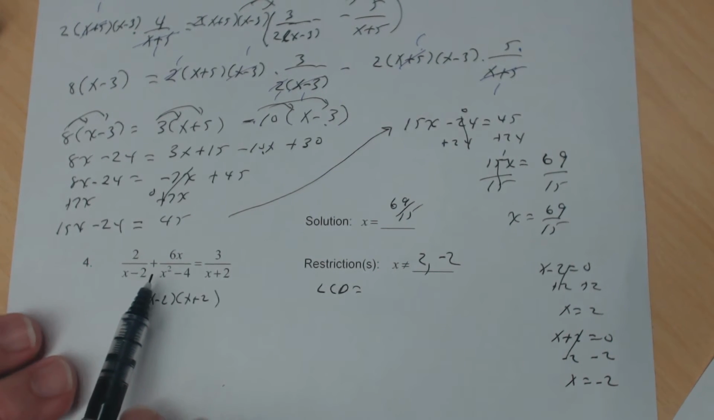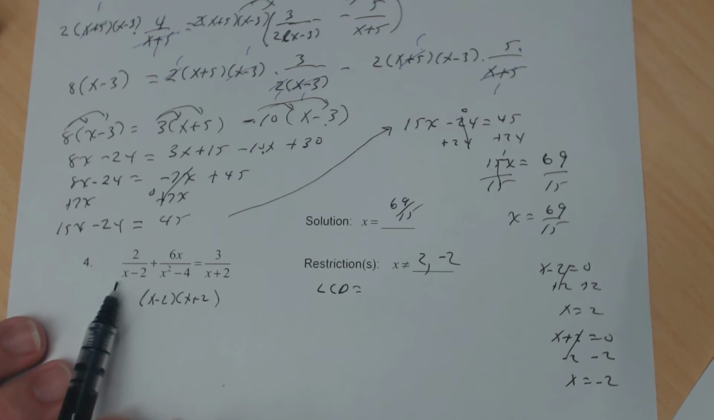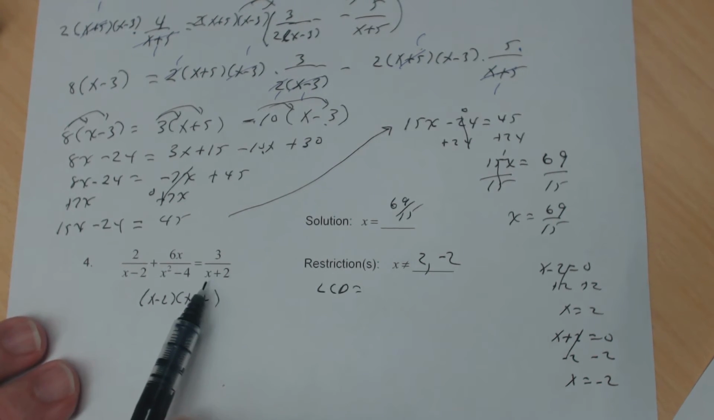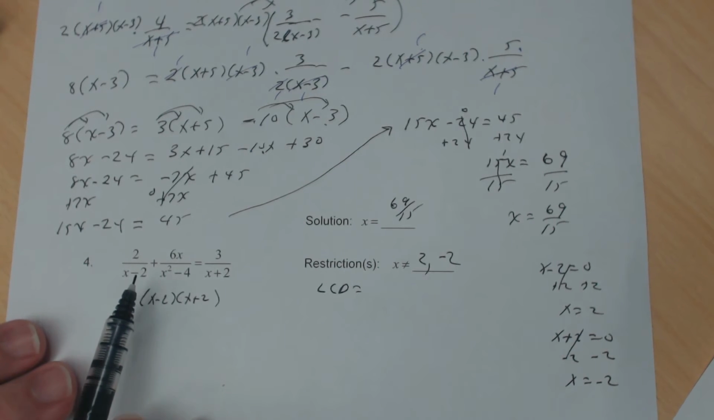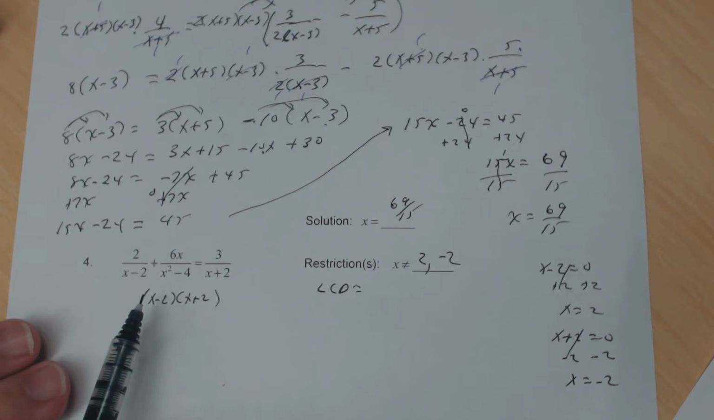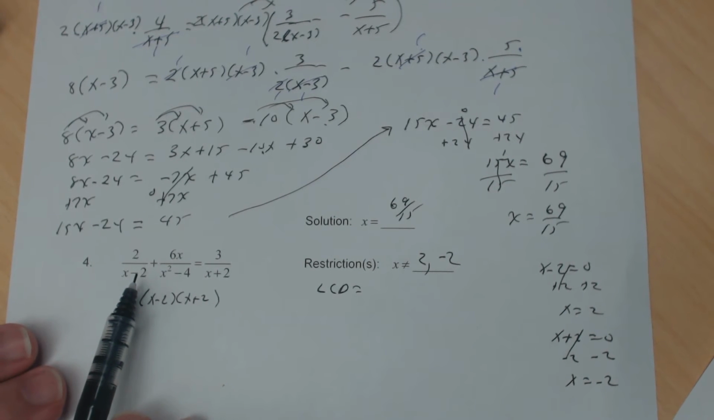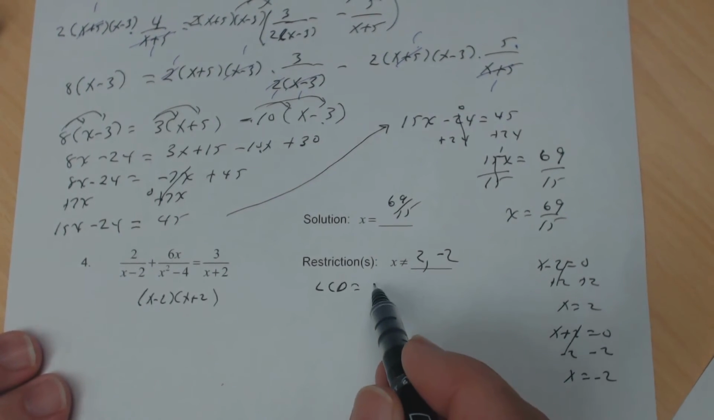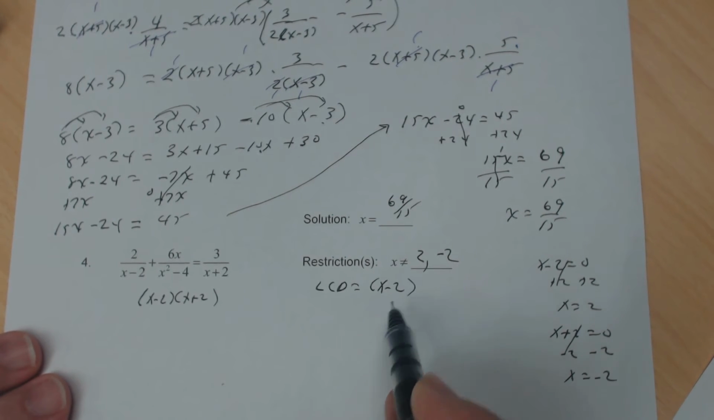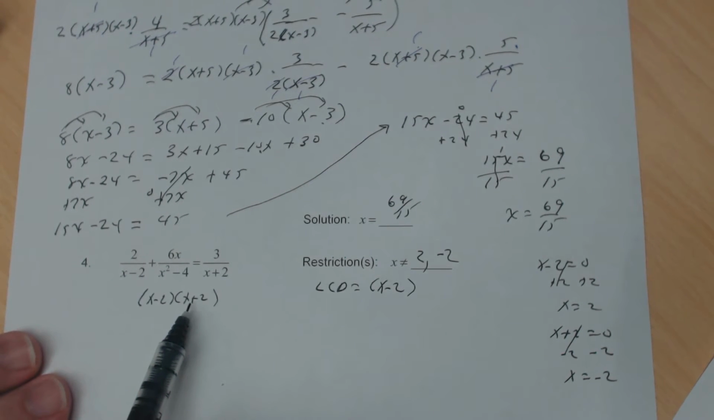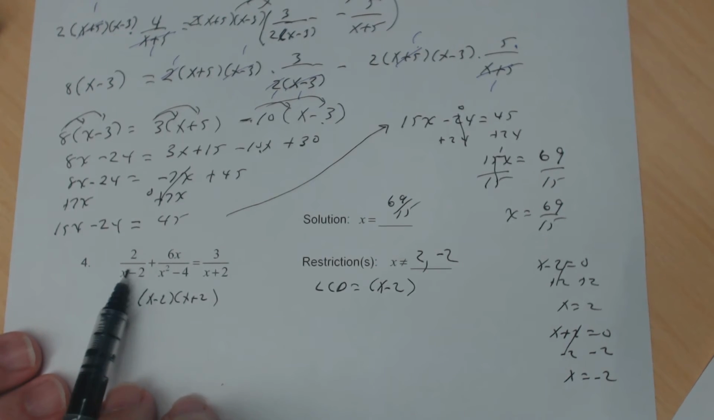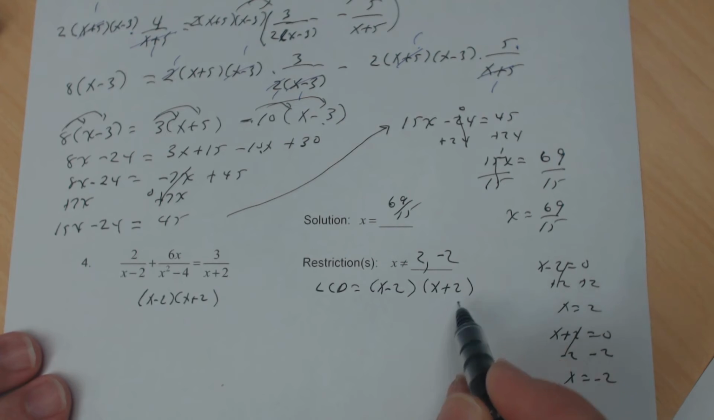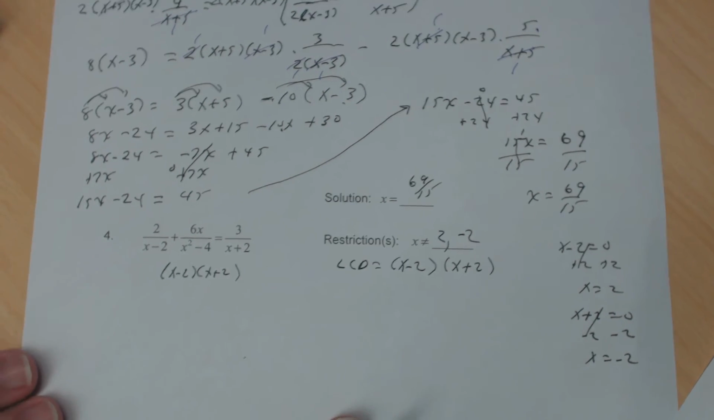So x minus 2 is a factor here. There's one factor of x minus 2 here. There's only one here, and there's none here. So remember, you always use the one with the largest exponent. So that's a 1, that's a 1, so I use 1. Alright, now the next factor is x plus 2. There's none here, 1 here, 1 here, so I need one of them. So your LCD is x minus 2 times x plus 2.